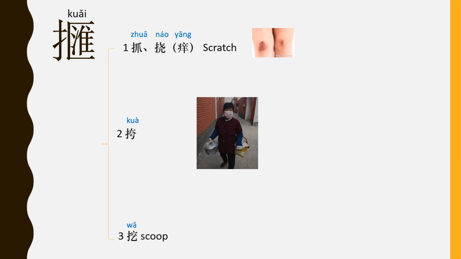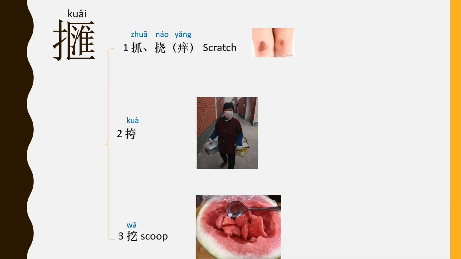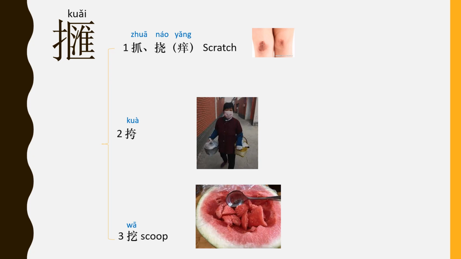The third meaning is the one we talked about before, scoop. 蒯一勺饭, 蒯饭, 蒯西瓜. I remember in summer, my dad and I would have half a watermelon each. And then we just used a spoon to 蒯西瓜, to scoop it. 蒯西瓜. Okay.